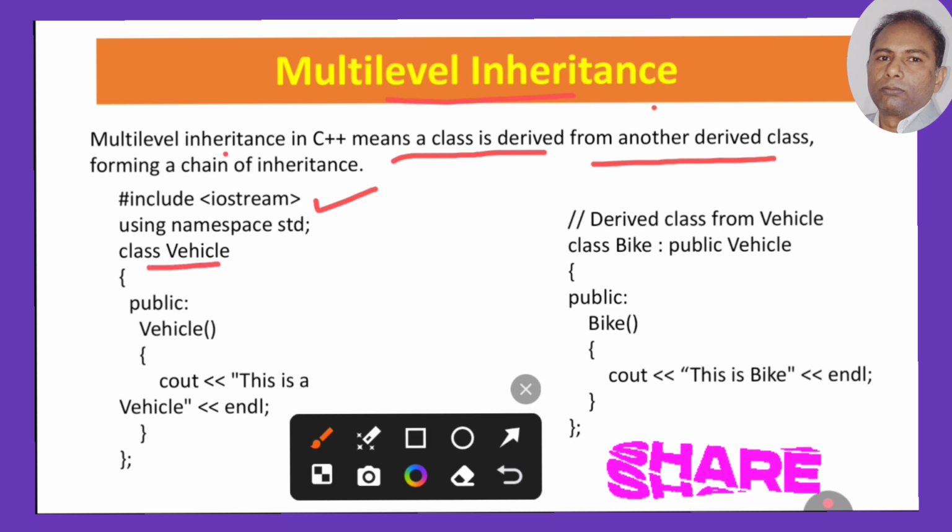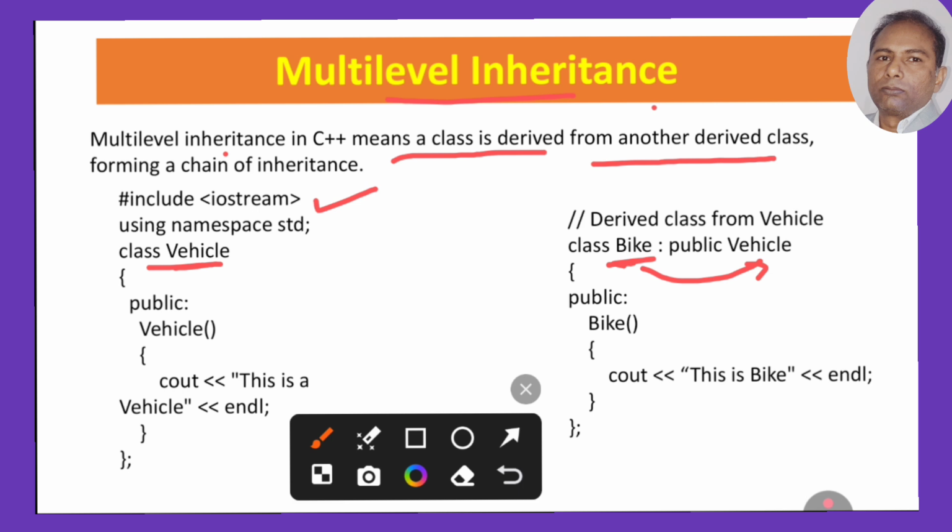We have made one class, that is the vehicle class. When we call this class, we will have the output: this is the vehicle. Now we are deriving one class, that is bike. We have made one class bike. This bike class is derived from the vehicle class, so we are putting a colon and access specifier here. Now if we call this class, we will have the output: this is the bike. So we have derived the bike class from the vehicle class here.